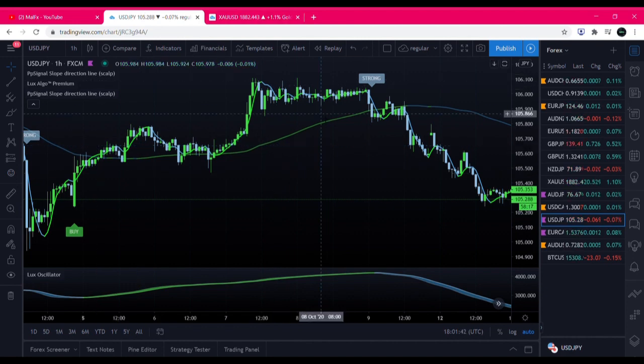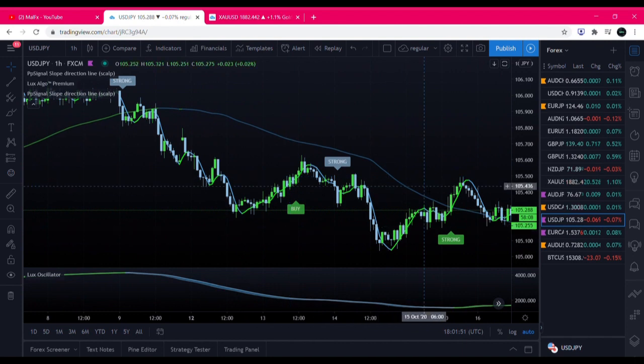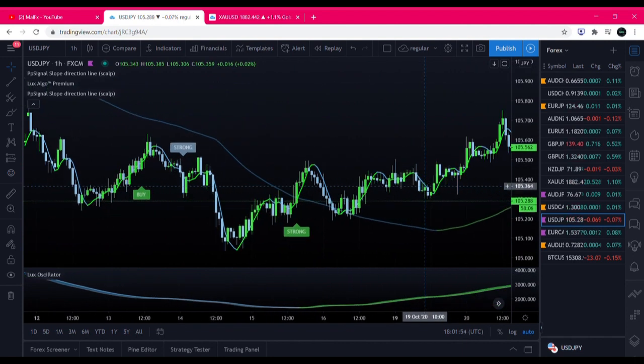A lot of people are asking me, does it work on lower time frames? I don't personally trade it with lower time frames, but I have heard that it does work very well.